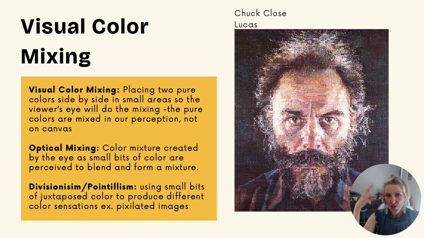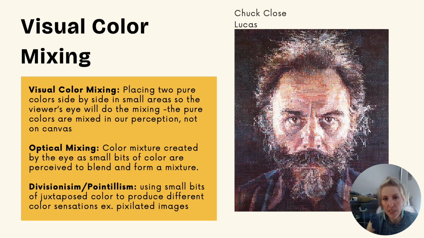Now, there's also different types of visual color mixing. So visual color mixing is when two pure colors are placed side by side in small areas, so the viewer's eye will do the mixing. The pure colors are only mixed in perception. They're not actually overlapping or blended. They're side by side, but our eyes will blend them. There's also optical mixing, which is color mixtures created by the eyes as small bits of color are perceived to blend and form a mixture.